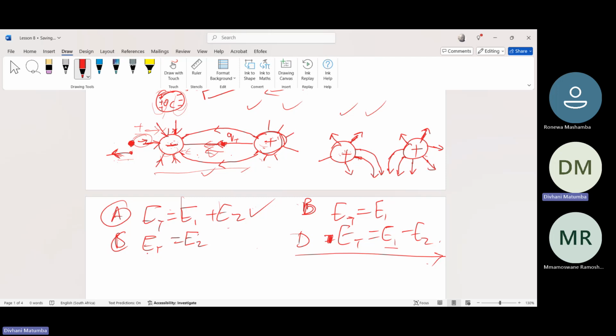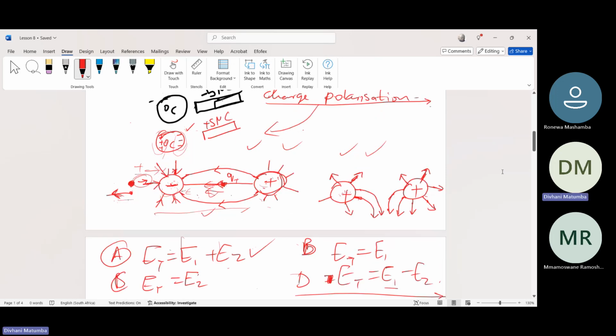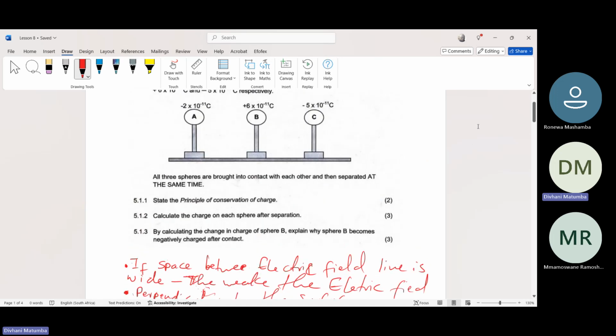So the electric field strength between the two charges and the electric field strength outside of the charges is different. When it's outside of the charges, you're going to have to subtract, because the direction of where your point charge will be pointing will be different. Okay. Now let's go straight to the question.